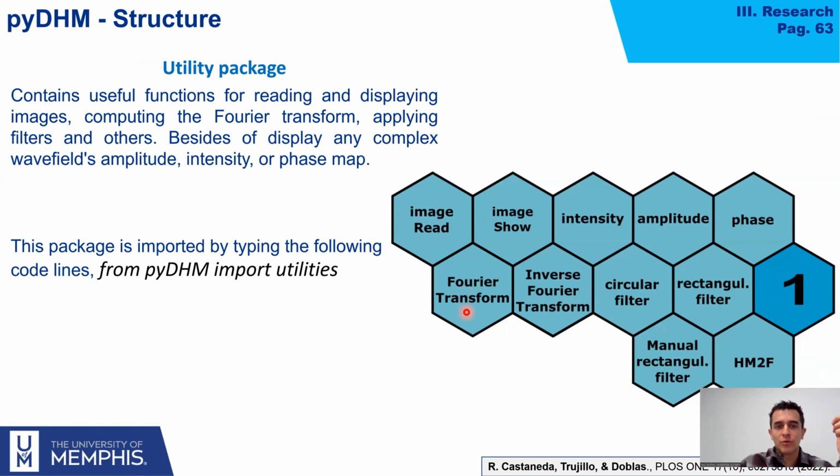Functions to compute the Fourier transform, the inverse Fourier transform, a circular filter, a rectangular filter, and a specific algorithm to reduce speckle noise, that is the hybrid Mayer 2 filter. I will present this algorithm at the end of this presentation.